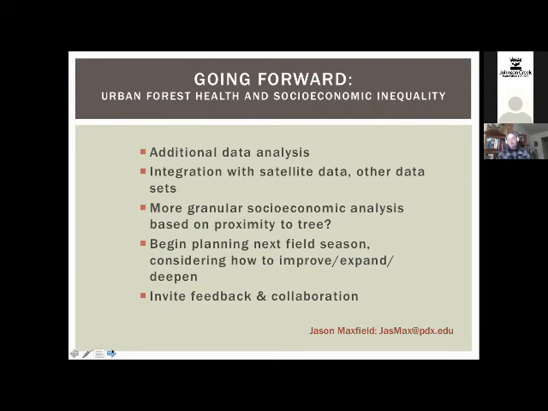And beyond that, we're planning future field seasons and inviting cooperation with other folks in the management community, looking for ideas to improve the next two field seasons.